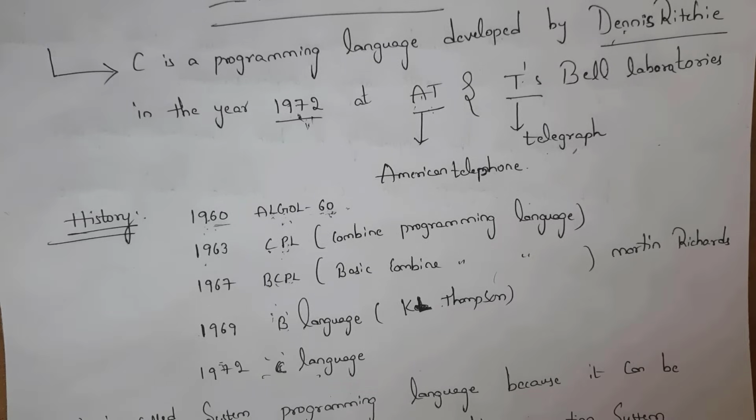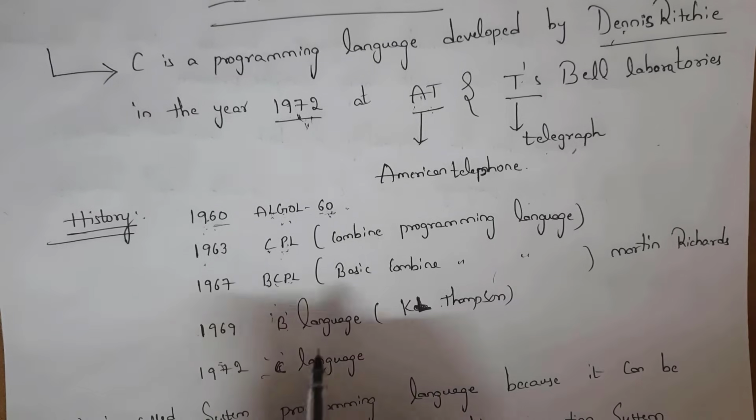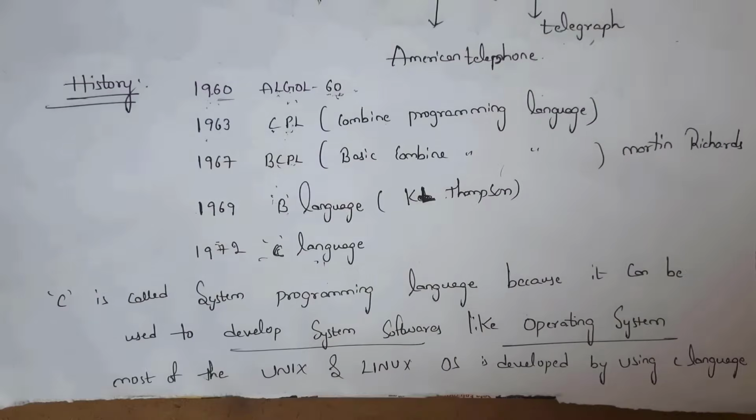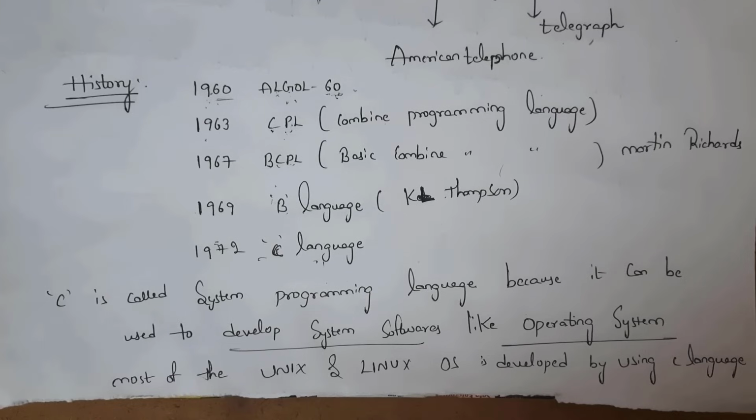This is history of C language. BCPL was developed by Martin Richards and B language was developed by K.L. Thomas and C language was developed by Dennis Ritchie. We can also call this C language as system programming language because by using C language we can develop various kinds of system softwares like operating system. Most of the Unix and Linux operating system is developed by using C language.